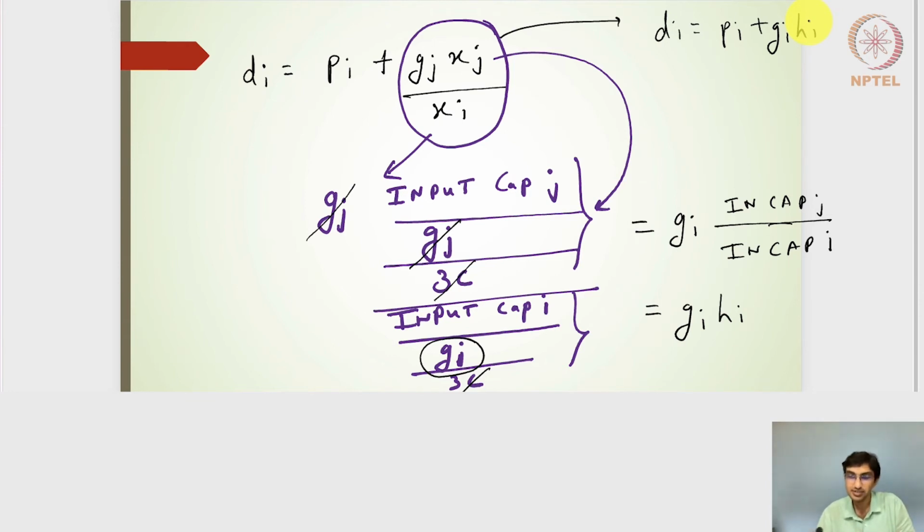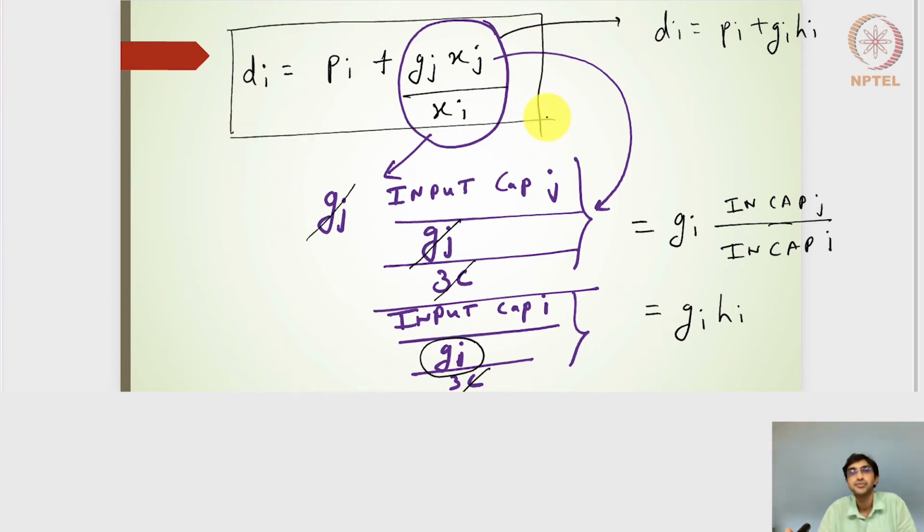The only thing is, because we are using the driving factor expression, if we have the driving factor of a gate already available with us, then we can go ahead with this particular delay model. So hope this is clear. Both these delays are the same.